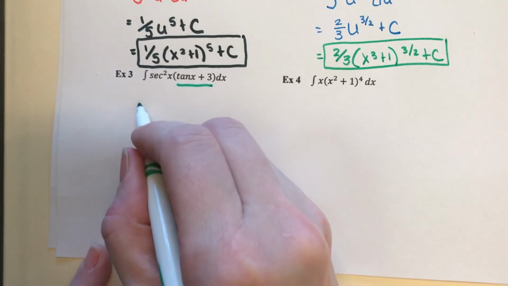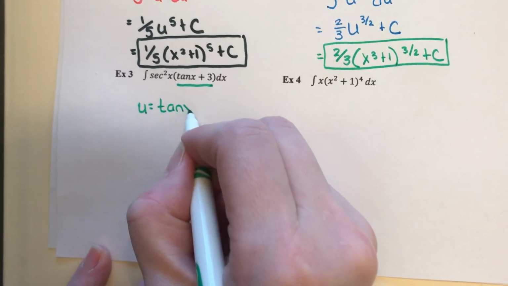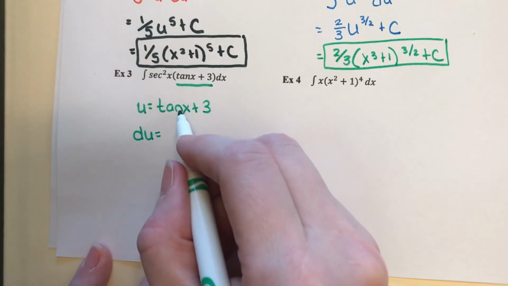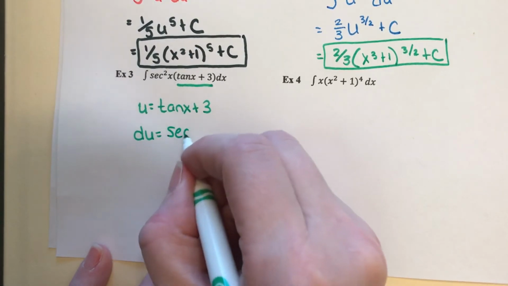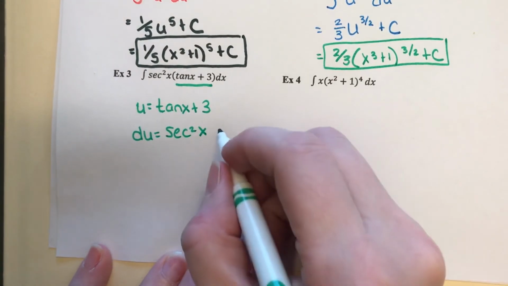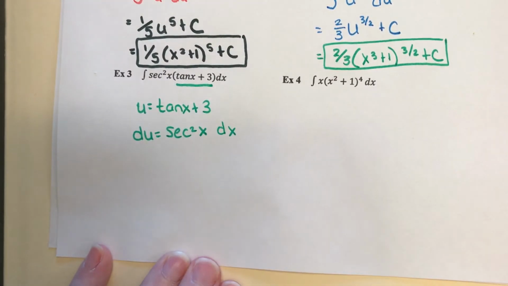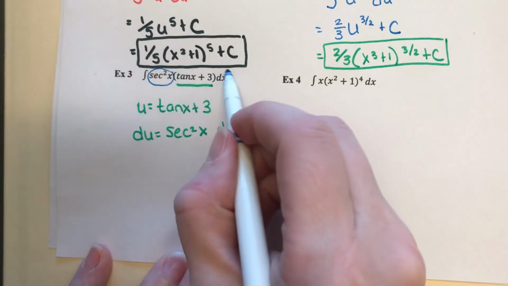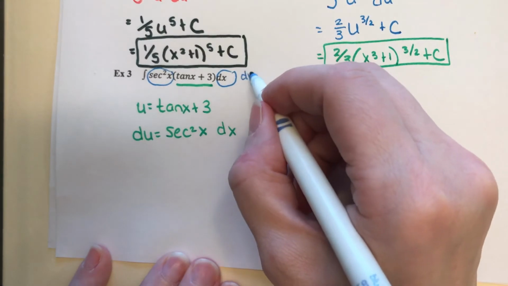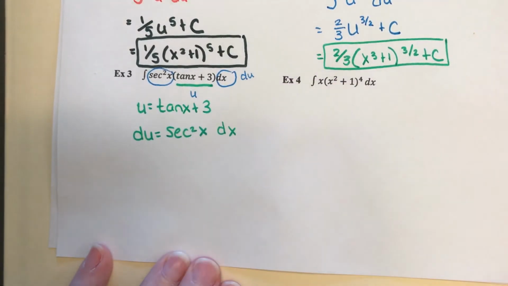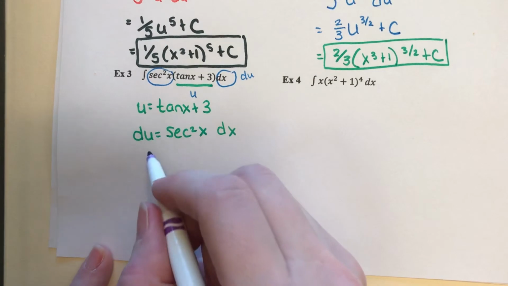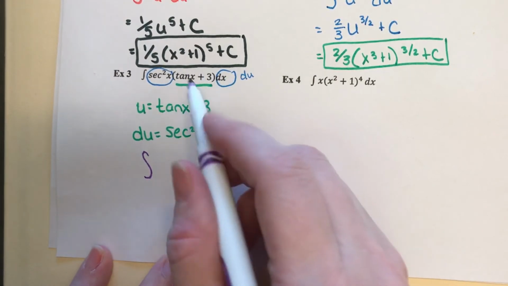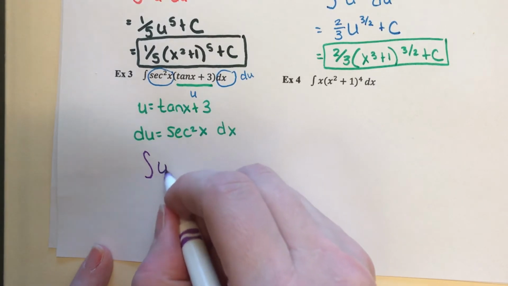So I'm going to underline that. u equals tangent plus 3. du, derivative of tangent is secant squared. Derivative of 3 is just 0, dx. So I'm going to do my circling so I don't lose track. I've got secant squared dx is du, and then the part that I underline is my u. So what's left is I have the integral, u du. There's nothing left that I haven't circled or underlined, so u du.